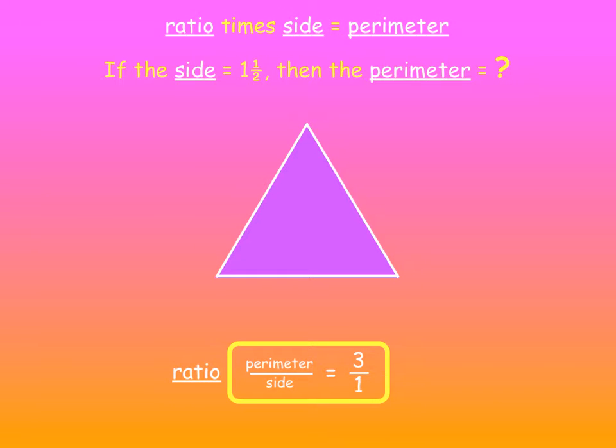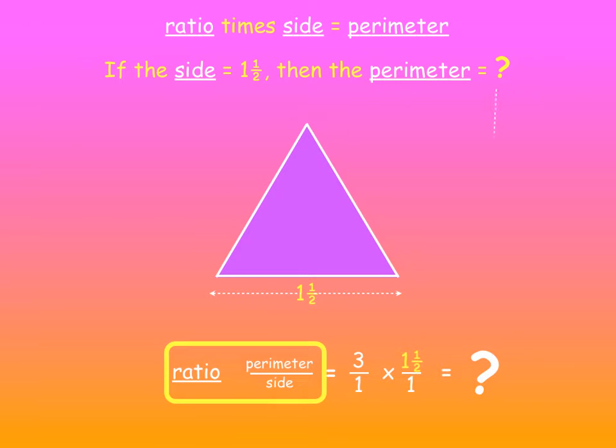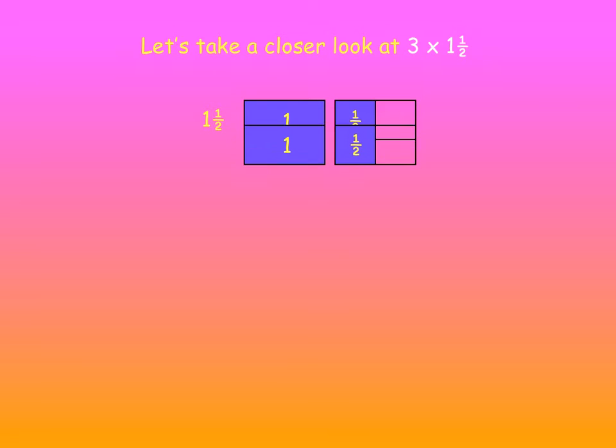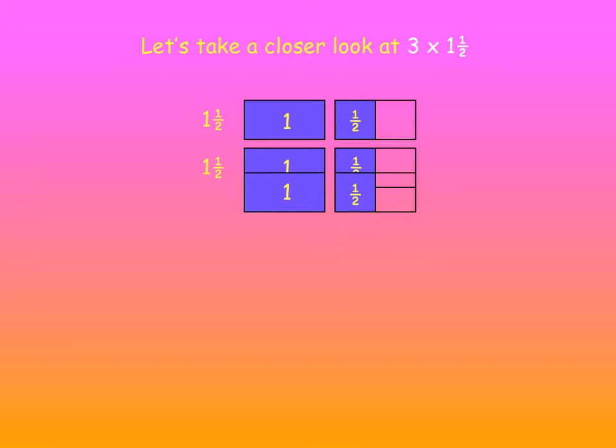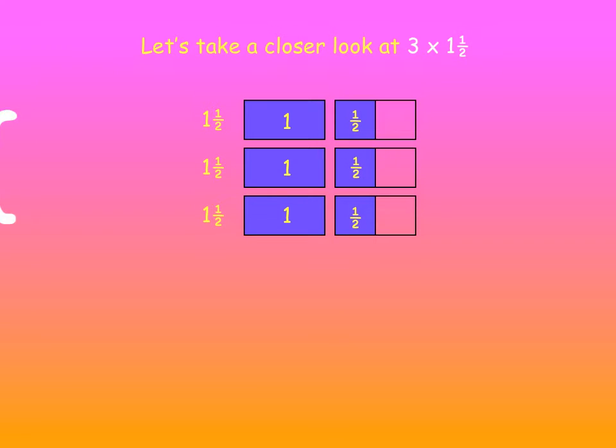Here's another one. If the side length is 1.5, then the perimeter, let's see. We multiply that times 1.5. Well, what is that? Let's take a closer look at 3 times 1.5. Here's a picture of 1.5 rectangles. And here's another picture of 1.5, and here's 1.5 more. Oh, we've got 3 of them, 3 times 1.5.